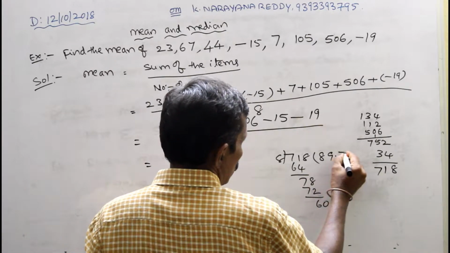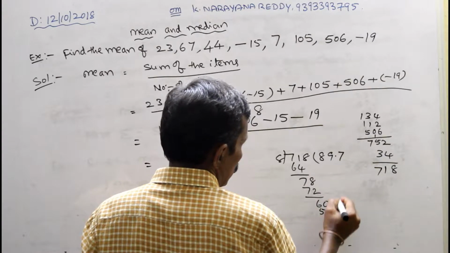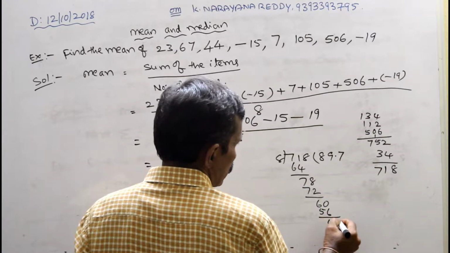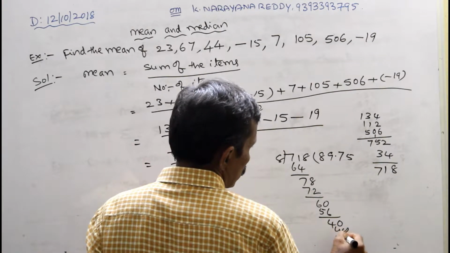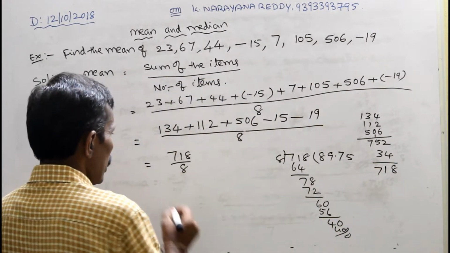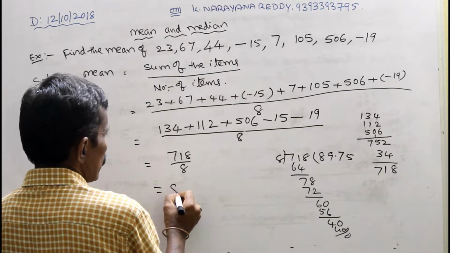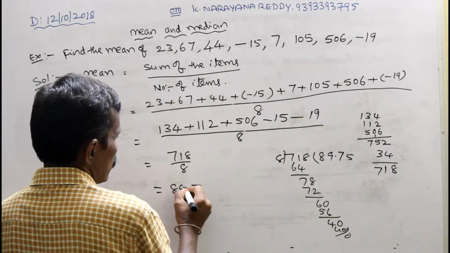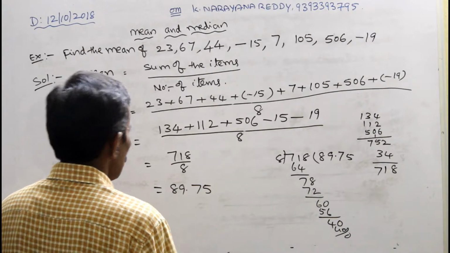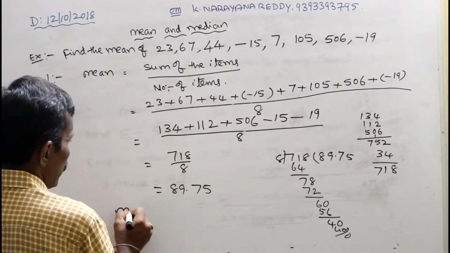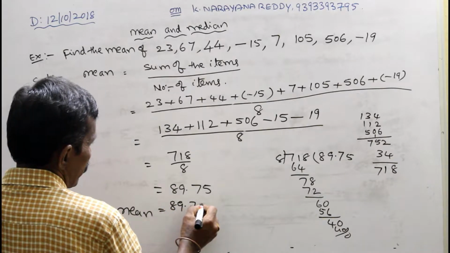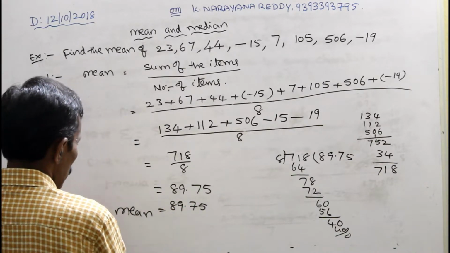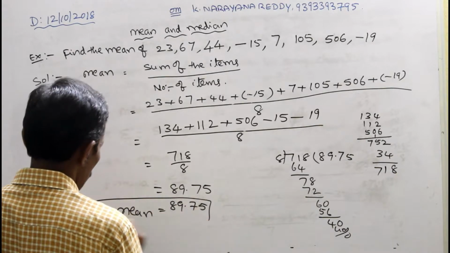0.87... 8 sevens are 56. 4 remains. And 0, 8 fives are 40. Okay. So what is the value? 89.75. That is the mean. Mean equals 89.75. That is the answer.